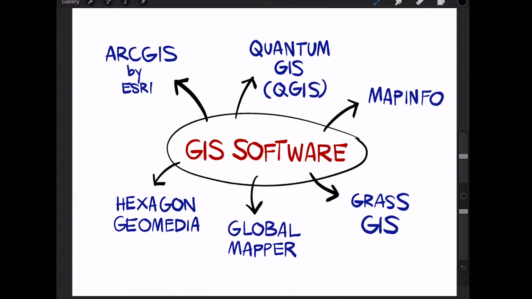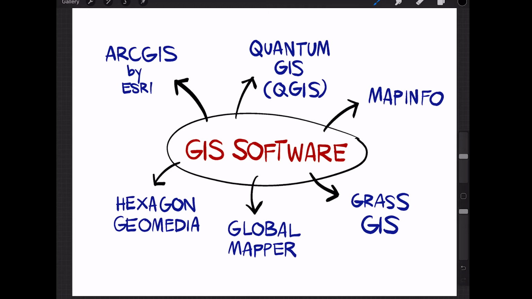In KAED itself, we use MapInfo for study purposes. So if, inshallah, next semester you will be taking the GIS subject, you will learn GIS by using MapInfo at the GIS lab downstairs. You also have GRASS GIS, Global Mapper, and Hexagon GeoMedia. These are the most known GIS software that can be obtained online or purchased with a license.